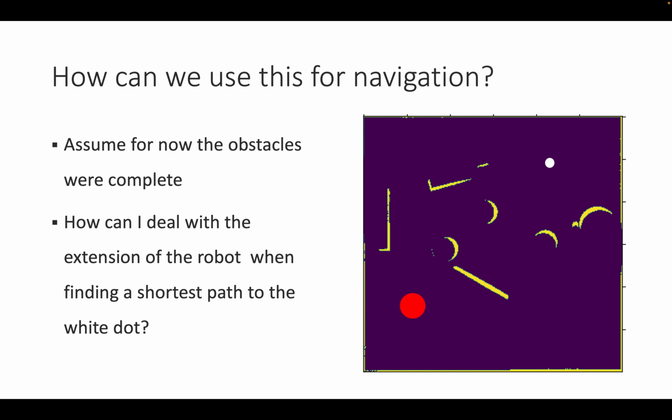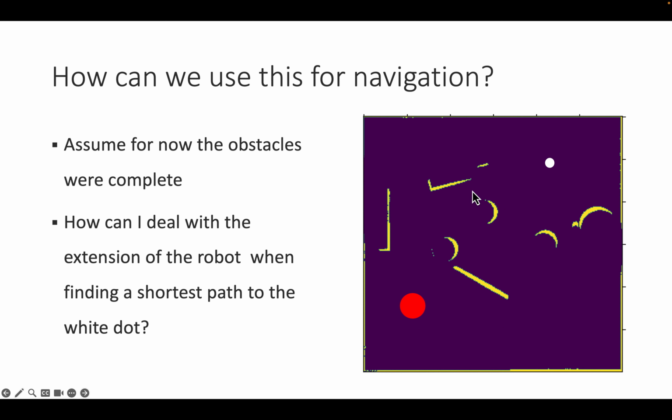Now, how can we use this for navigation? Now I have created this obstacle map, and I asked the question, what's the shortest path for the red robot to go to the white goal? And you might think that it might be this path through these obstacles here. But then, of course, you might think, well, maybe the robot wouldn't fit through that. And there's only one way to actually move the robot there and see if it fits and check for collisions.